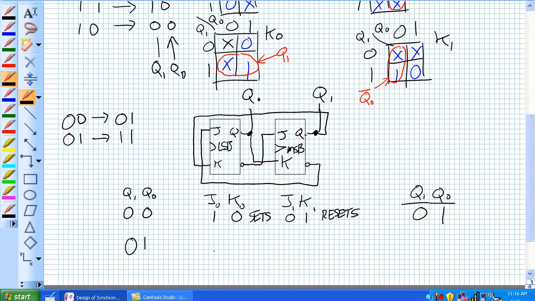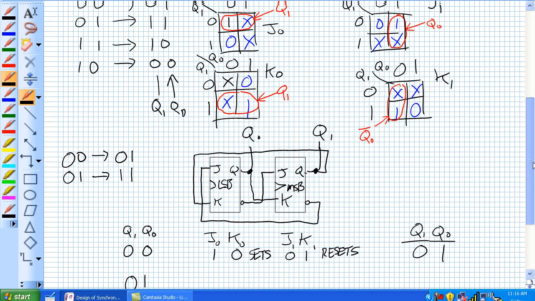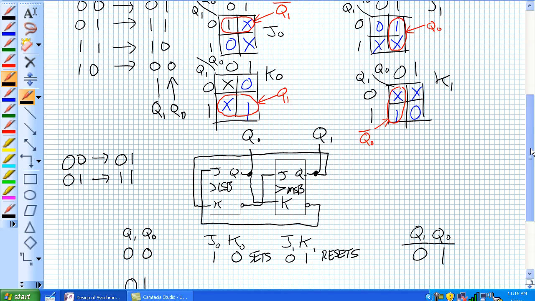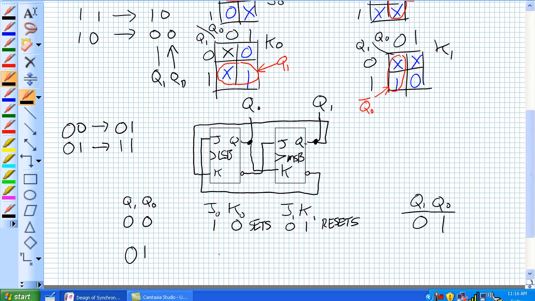Well, again, the J is not Q1, as we discussed, and our K is Q1. So not Q1, 1, Q1, 0, sets it. Now the MSB right here, what are its inputs for the JK? Well, it's Q0 and not Q0. Q0 is now a 1, so it's opposite from previously: 1, 0. This also sets.